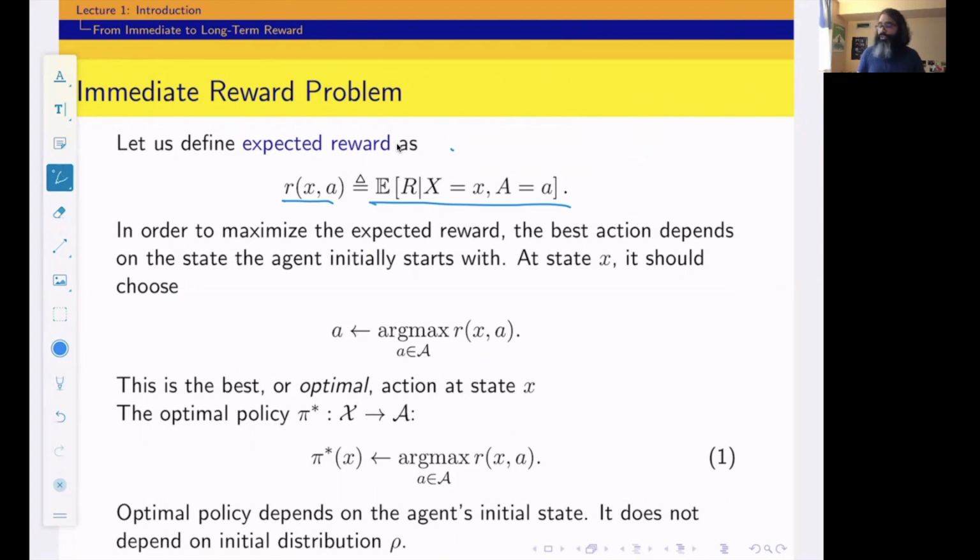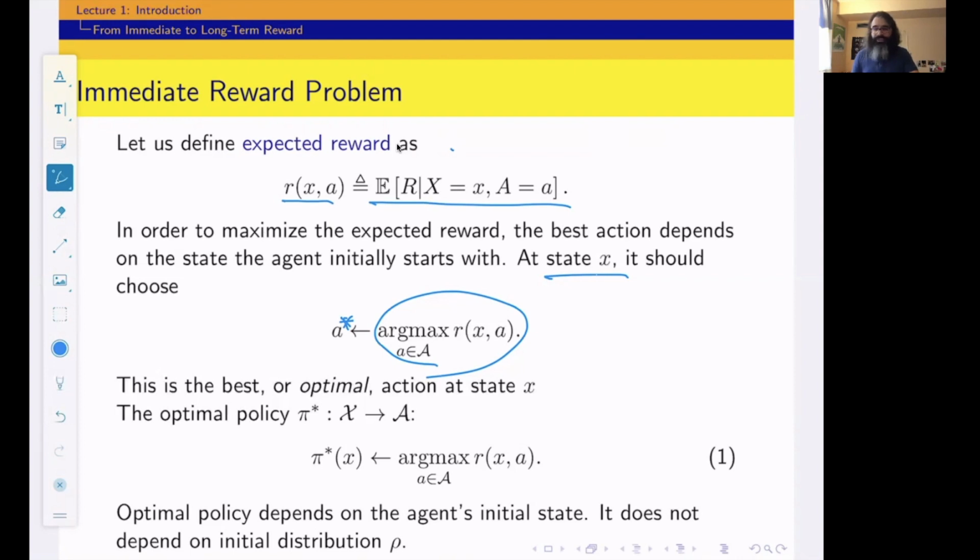The best action we can choose is, at each state, we should choose the action that maximizes that expected reward at that state and action. So maybe I call it A star. This is the best or optimal action at state x in terms of expected reward. If we defined another performance measure, for example, if we brought variance into the picture, this action would not necessarily be the best action. So that's important. It is the optimal action for this performance measure.